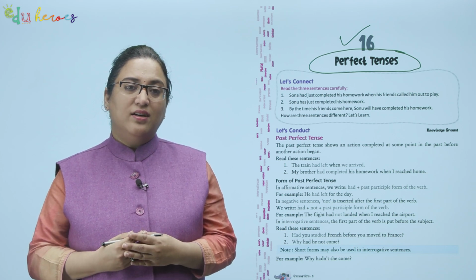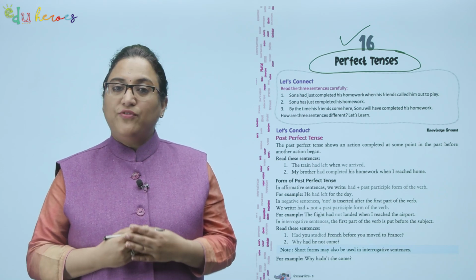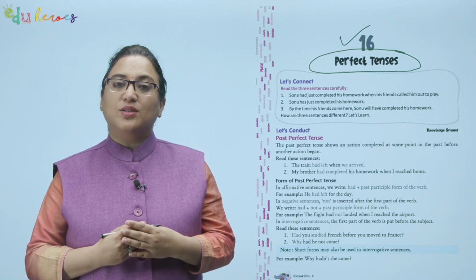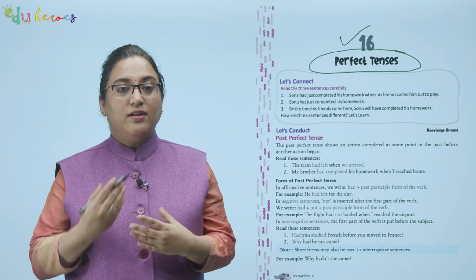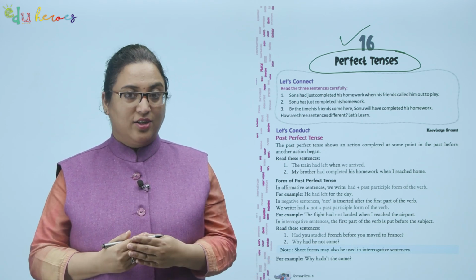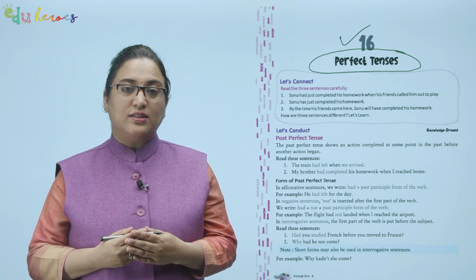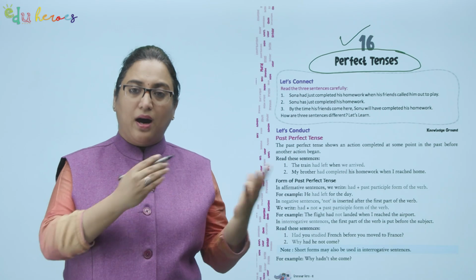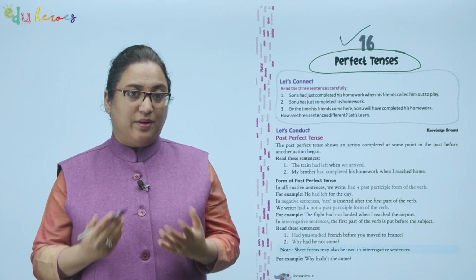Let's begin with past perfect tense first. The past perfect tense shows an action completed at some point in the past before another action began. So there are two actions in the picture. One started and completed at some point in the past, and there was another action which also began.